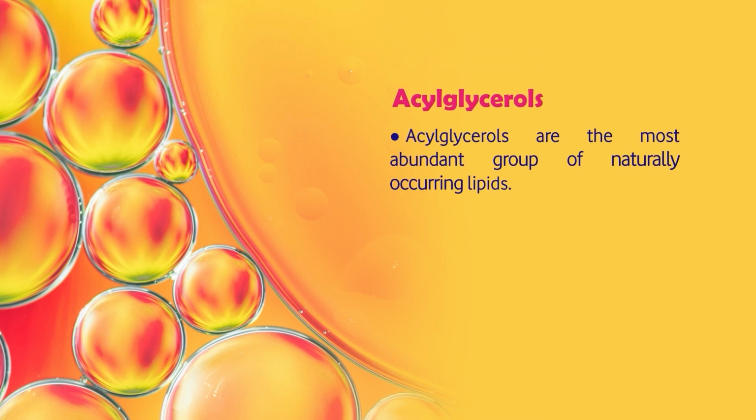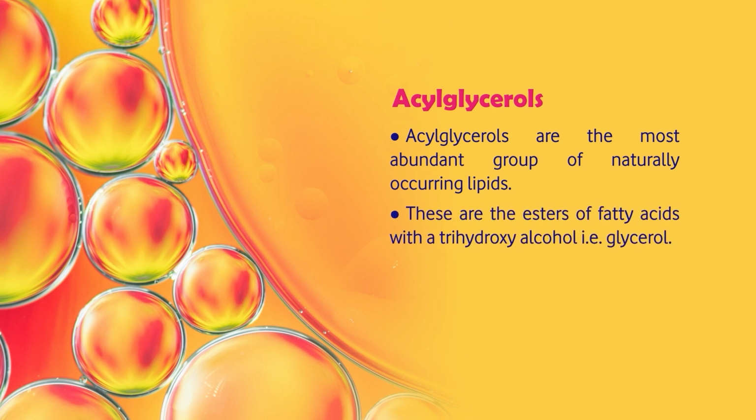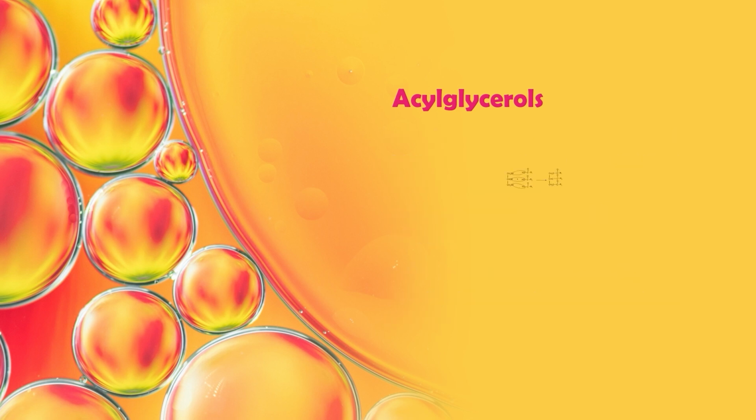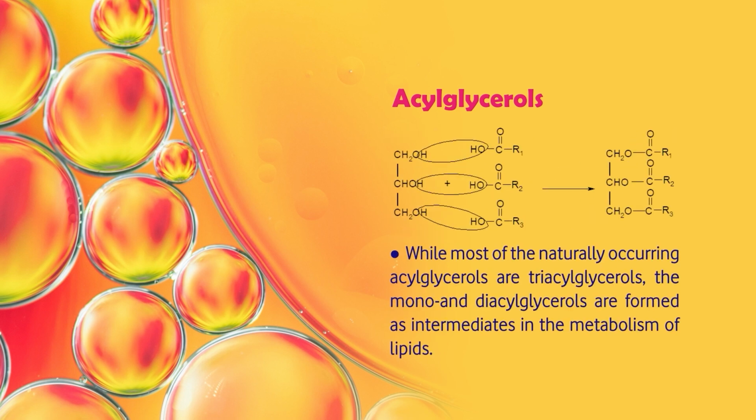Now let's talk about the acylglycerols. Acylglycerols are the more abundant group of naturally occurring lipids. These are the esters of fatty acids with the trihydroxyl alcohol, that is, glycerol. The reaction between fatty acid and glycerol during esterification is shown in the diagram. While most of the naturally occurring acylglycerols are triacylglycerols, the mono- and diacylglycerols are formed as intermediates in the metabolism of lipids.